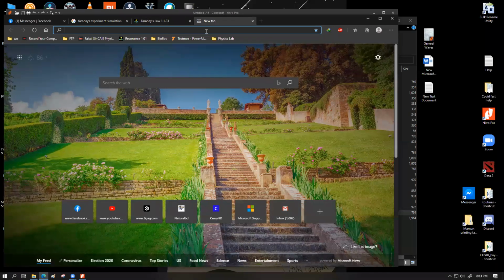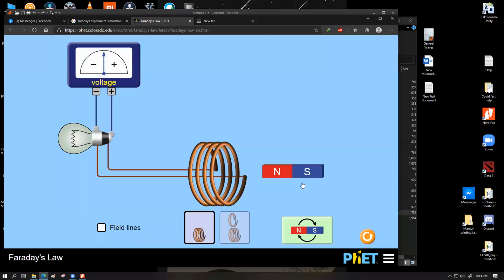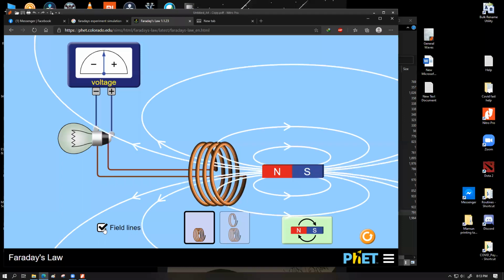Sir, if you click the tick mark there, it will show the field lines. Really? Yes, sir. There was a checkbox. Amazing. Sorry, I was blind. My bad. Thank you.